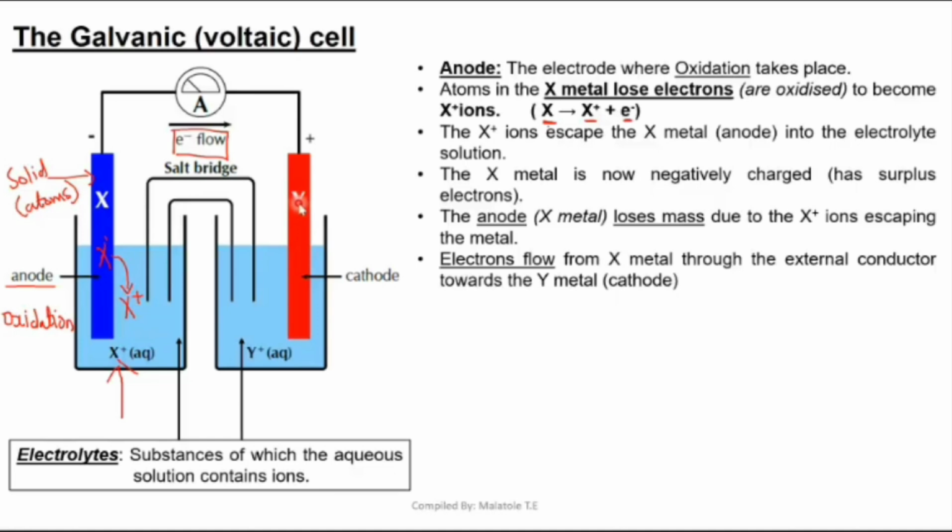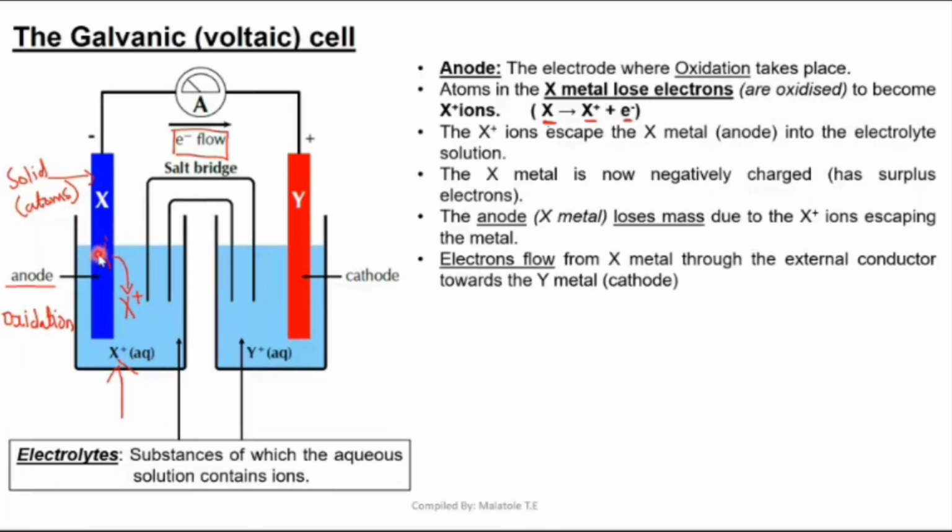That's what the exam guide says you must know. You must know the direction of movement of electrons, and you must also know the movement of ions as well. I've already explained the movement of ions here. Remember, X as an atom loses an electron to become X plus. It becomes an ion. That ion X plus leaves the blue electrode and goes into the solution.